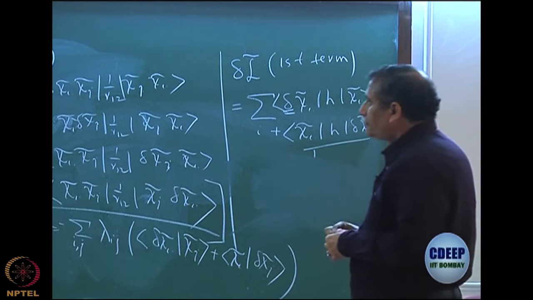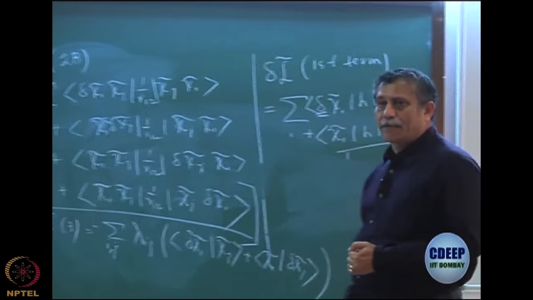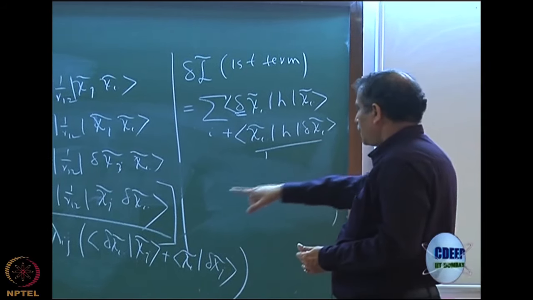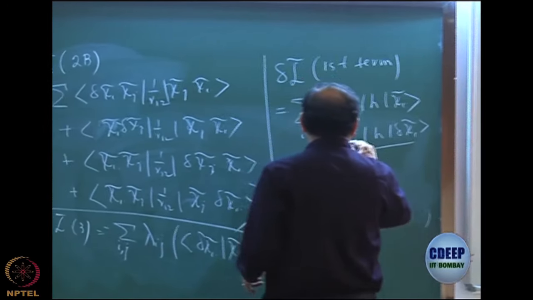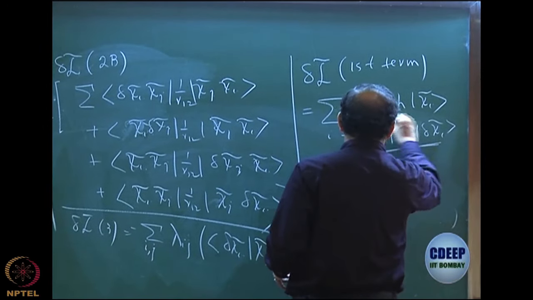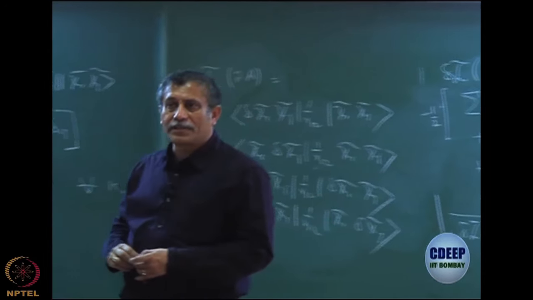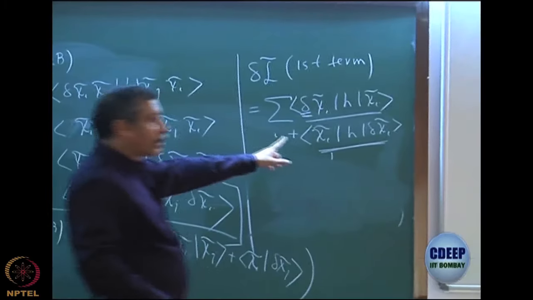Okay? The first set of terms and the third set of terms are fairly straightforward. You have this, this, this and this. Out of which, if you notice, this term and this term are complex conjugate of each other. I hope you can see that. So, if I take conjugate of this term, what will happen? How do I take conjugate?